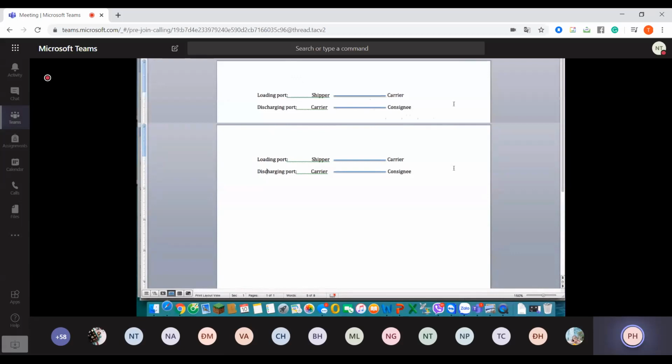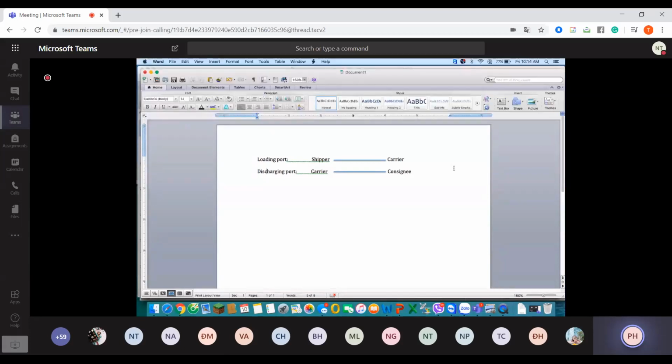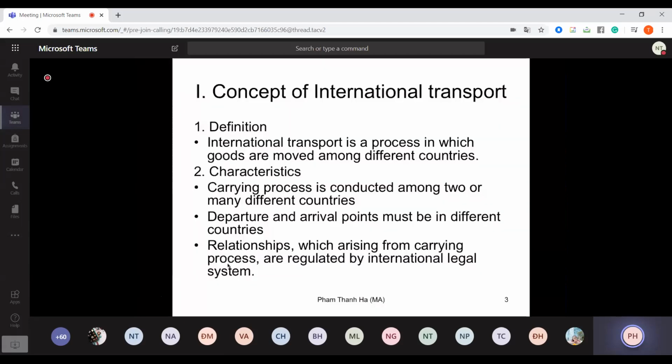So how can we sue? How can we claim against the carriers and receive compensation from the carriers? If we want to do so, we need to rely on the legal system. That's why one of the very important features I mentioned is that, in international transportation, relationships arising from the carrying process are regulated by the international legal system. Now we all understand what kinds of relationships can arise during the transportation process, so let's see that those relationships will be regulated by the international legal system.